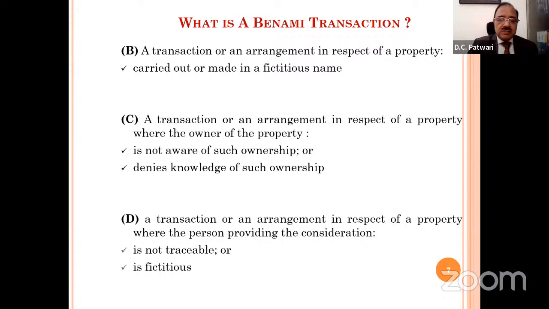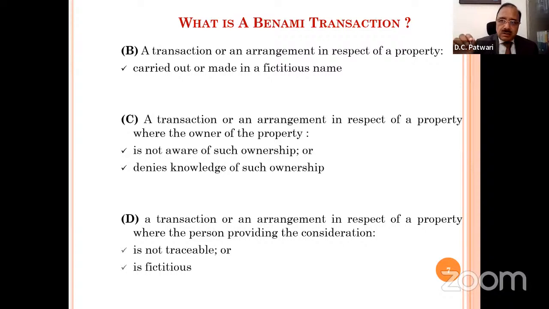And the fourth and last category is a transaction or an arrangement in respect of a property where the person providing the consideration is not traceable or is fictitious. If the so-called beneficial owner, the person who is providing the funds, is not traceable, or is a shell company, or is a fictitious person, then also it will be treated as Benami. So there are in total four types of transactions which can be categorized as Benami.